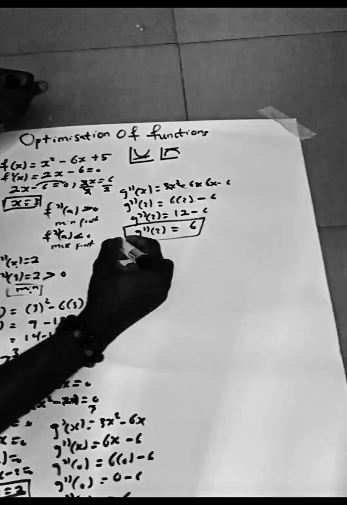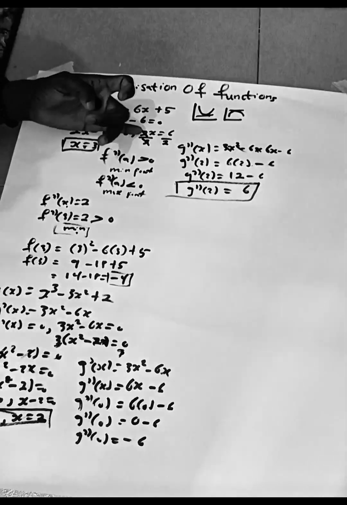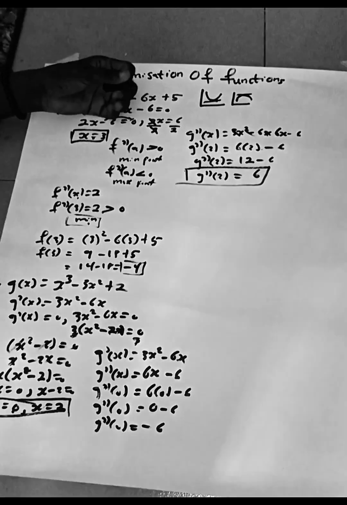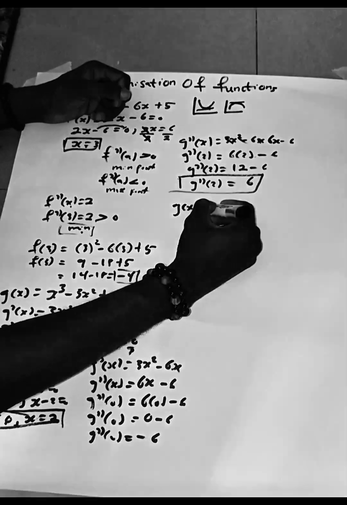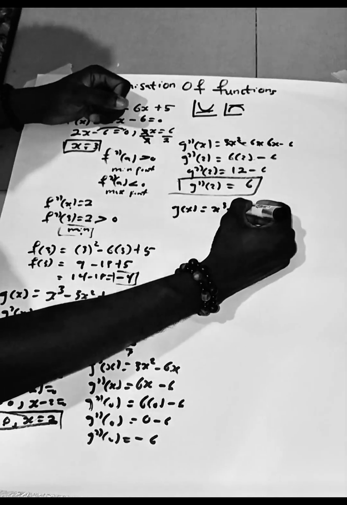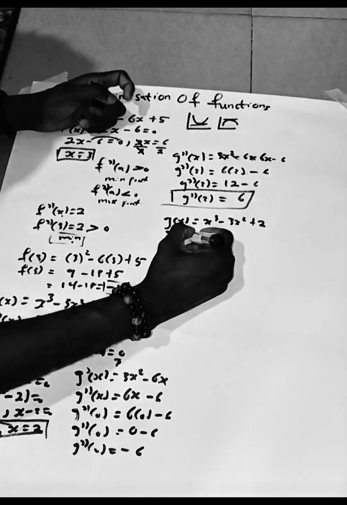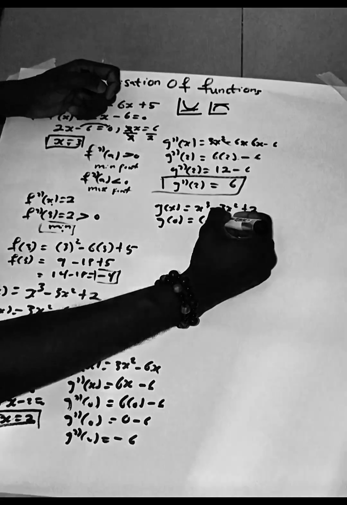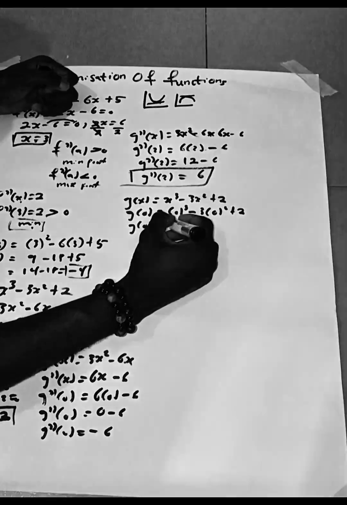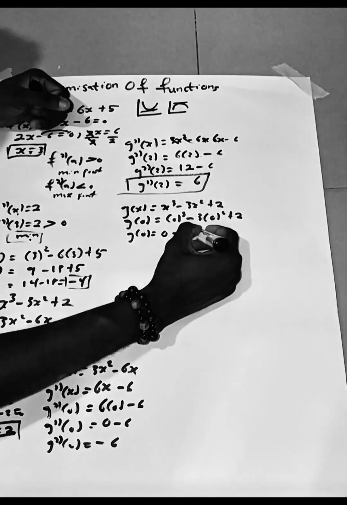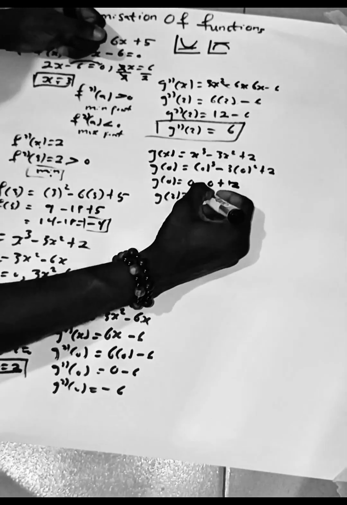That means 2 is a minimum point based on the rule. So since we have maximum and minimum points respectively, we can determine the maximum and minimum value of the original function. So we have our g of x to equal x cubed minus 3x squared plus 2. That means the maximum value of this function, evaluating the function at x equals 0, is going to be 0 raised to the power 3 minus 3 open bracket 0 squared plus 2. That means g of 0 is going to be 0 minus 0 plus 2. That means the maximum value of this function is just going to be 2.